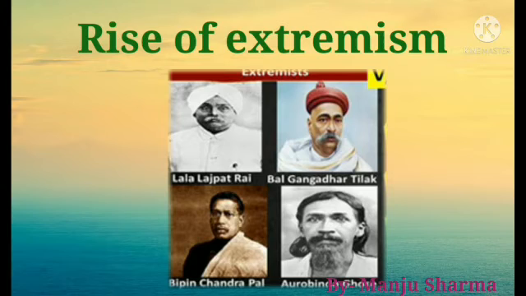The moderates were able to achieve some reforms and to create a base for the national struggle during the first 20 years. However, the moderates failed to achieve their aim as the British government did not cooperate with them. It paved the way for the rise of extremists in the Congress after 1905. The famous leaders who led the extremist section of the Congress were Lala Lajpat Rai from Punjab, Bal Gangadhar Tilak from Maharashtra, and Bipin Chandra Pal from Bengal.